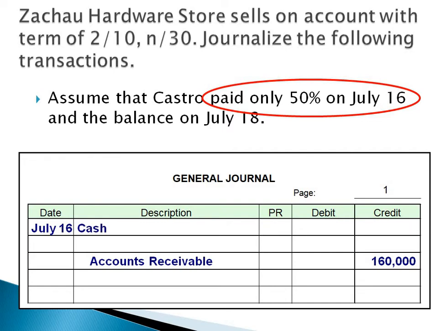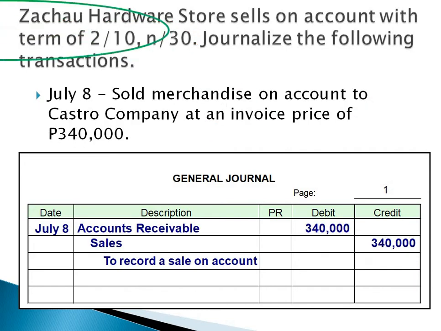The important question is, how much cash did Sakaw receive from Castro? Because remember, there is this credit term of 2/10, n/30. When there is a credit term, every time accounts receivable is collected and even when accounts payable is paid, you have to consider it and determine if the buyer is entitled to a cash discount or not. When was the date of sale to Castro? July 8.